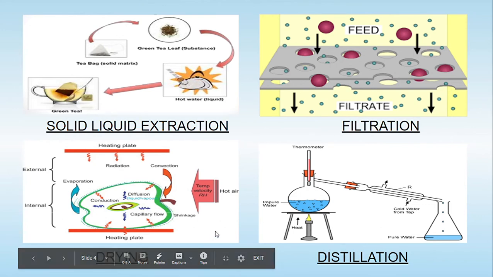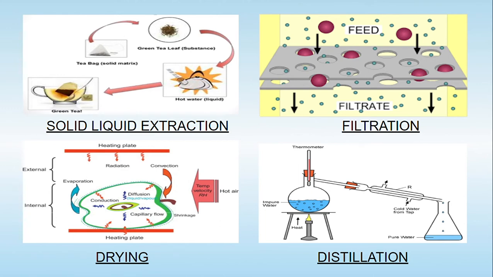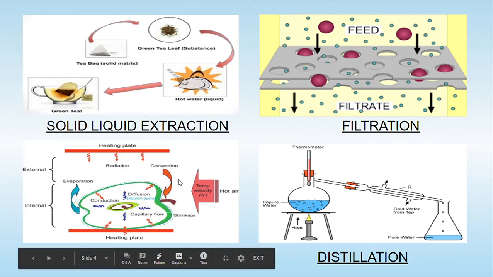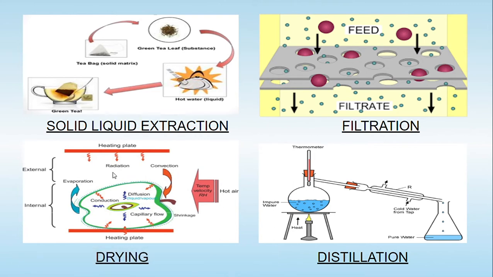Another unit operation that is important is called drying. Drying is a process in which we remove the moisture content present in the material, and this process takes place by three mechanisms called conduction, convection, and radiation.